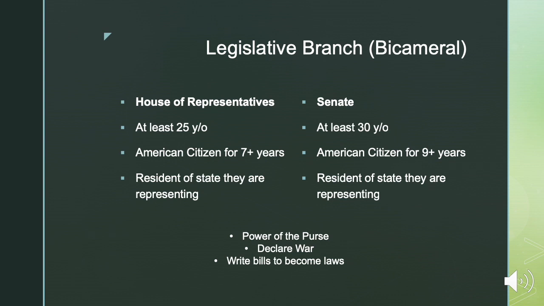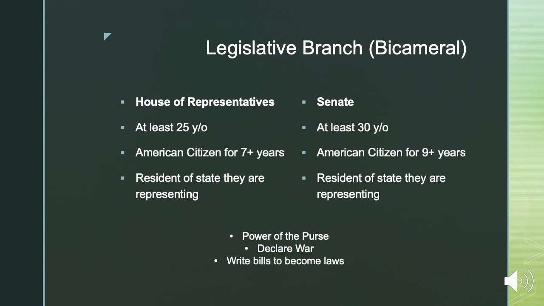They also have the power of the purse. And if you look at the slide, I have this listed first, mainly for the importance of it, because power of the purse means that they control the money. And that's probably the most important thing. Whoever has the money has the power. And only the legislative branch has the authority to determine where money is going to be going within the government.